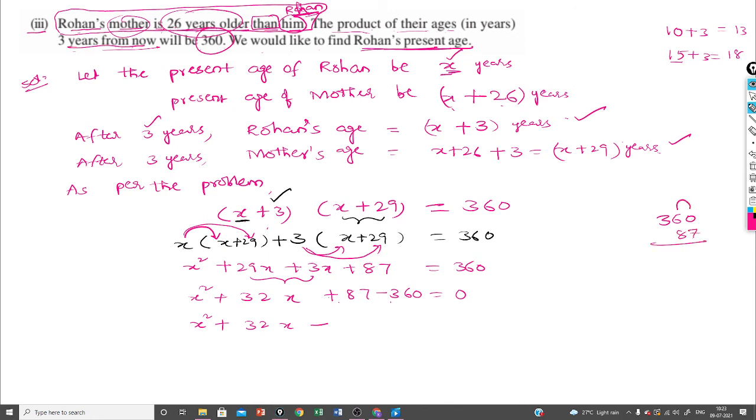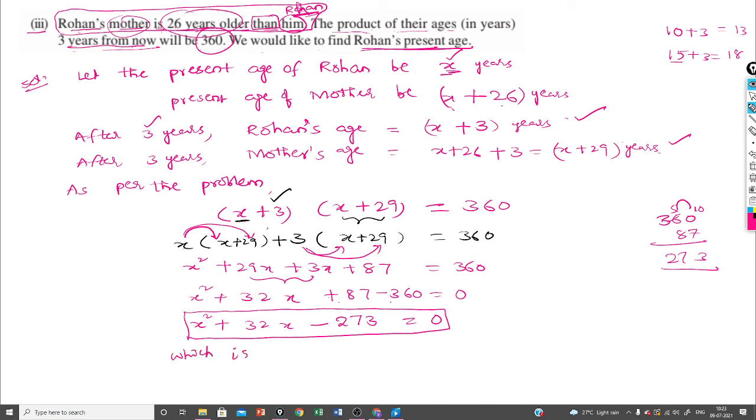0 minus 7 is not possible, so 10 minus 7 is 3. Here 5 is there, so 35 minus 8 is 27. Yes, 273, negative 273. So this is in the form of ax square plus bx plus c equal to 0. So that we can write, which is the required quadratic equation.